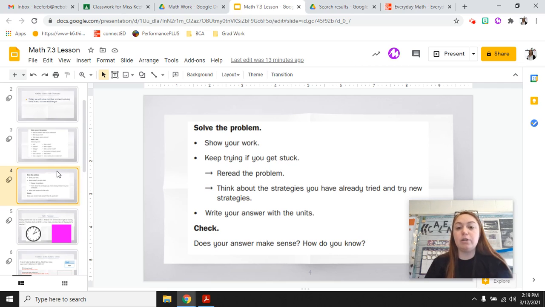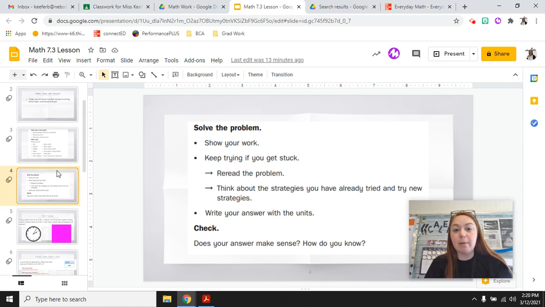And then you want to write your answer with the units. The units is hard. It's normally the last thing that you do, and sometimes we forget it. So you want to make sure that you are writing down what units it is. And then the last part is checking your work. So does your answer make sense and how do you know?